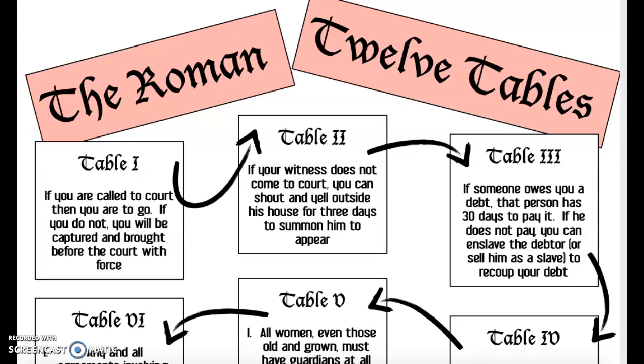The Roman 12 Tables. Table 1. If you are called to court, then you are to go. If you do not, you will be captured and brought before the court with force. Table 2. If your witness does not come to court, you can shout and yell outside his house for 3 days to summon him to appear.